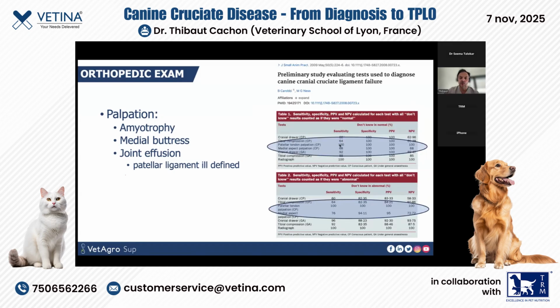And if you look at the literature, these are very specific and sensitive signs for cruciate disease. You can see that patellar tendon palpation is very sensitive and very specific, and the medial aspect palpation is also quite sensitive and specific in this paper. So just by palpation, as soon as you get medial buttress and joint effusion, you need to think about a cruciate disease.